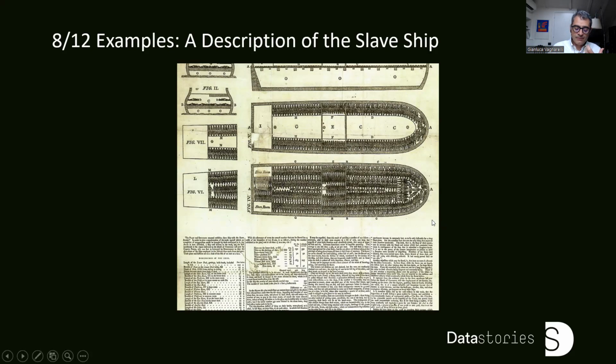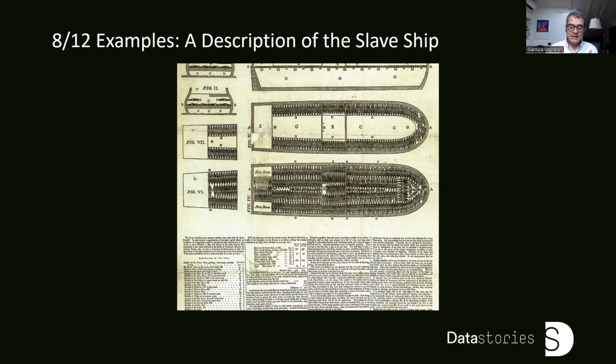Each slave in the ship occupied a really tiny space, just 25 centimeters high. In addition, they were often chained together in pairs, making movements even more difficult. Because of the long distances involved and the ship's full capacity, food and water were rationed and always in short supply or ran out completely.